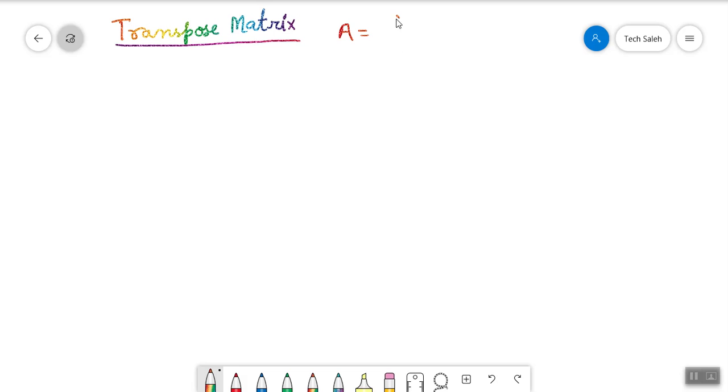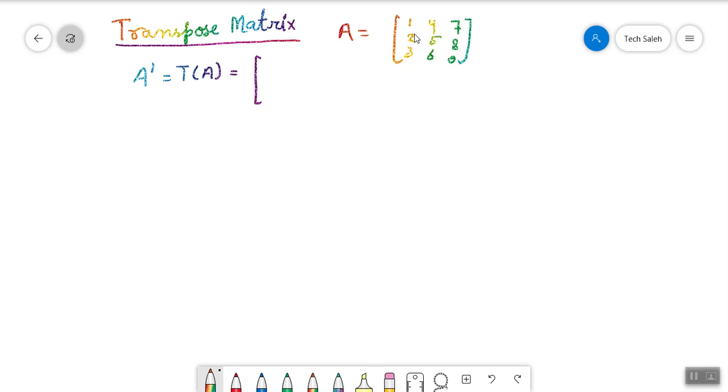1, 2, 3, 4, 5, 6, 7, 8, 9. Now you have to find the transpose of this matrix. It is generally represented by A dash, or sometimes people represent it in this way, which means the transpose of this matrix. So what you have to do is just reverse the order, which means make the rows as columns and columns as rows.